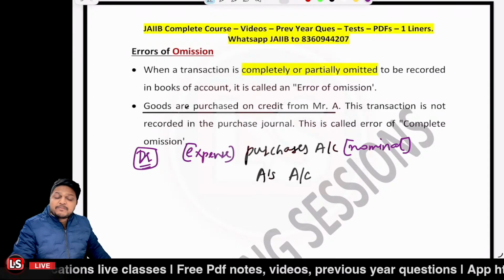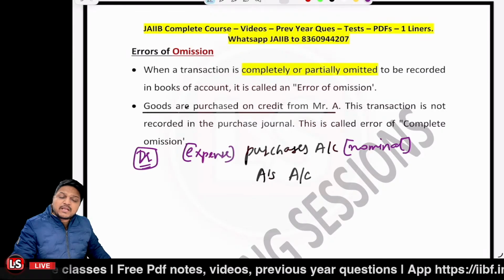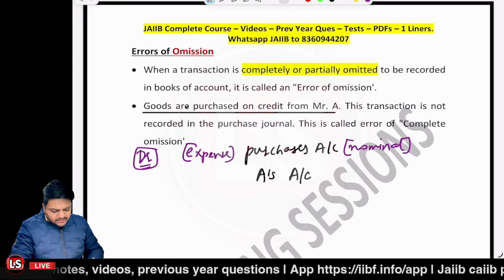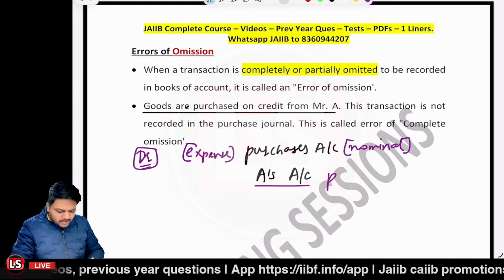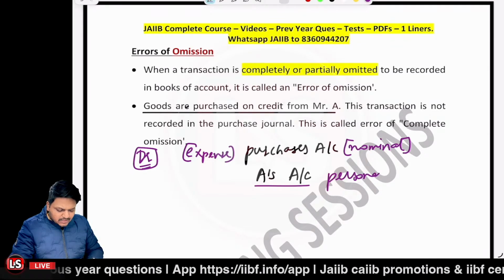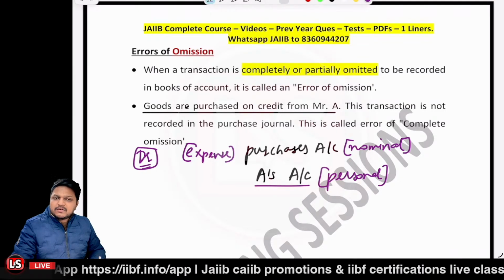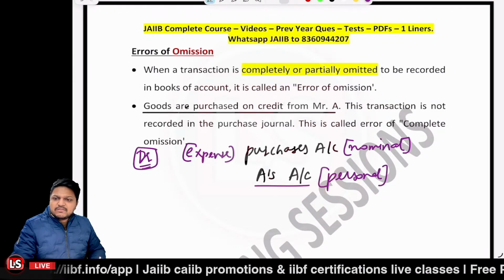And we have purchased the goods on credit from Mr. A. So what is the golden rule for personal account? A's account is a personal account. So this account is to be debited or credited? Debit the receiver, credit the giver.